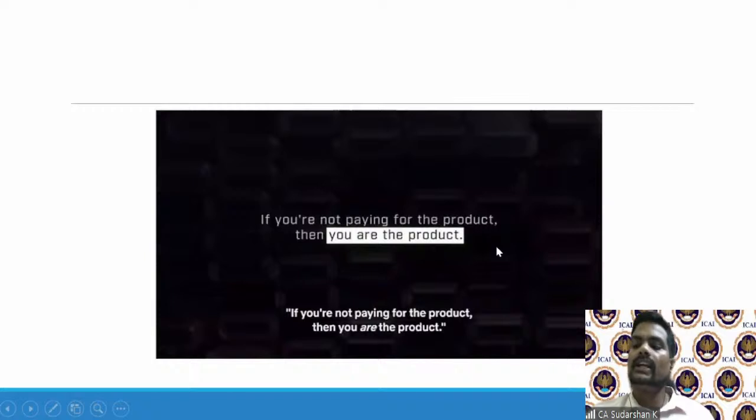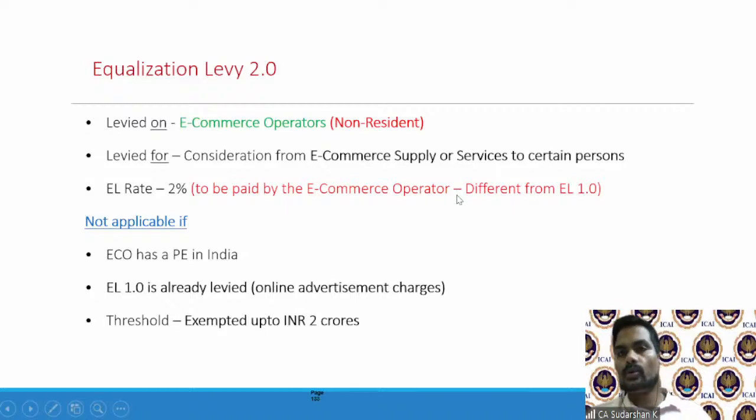Having seen that online advertisements were covered and the residents have to withhold the tax at 6% for online advertisement, making payment to a non-resident, Equalization Levy in Finance Act 2020 extended it further. That's why it's called Equalization Levy 2.0. Now, under the Equalization Levy 2.0, you'd have heard about this acronym called GAFA: Google, Amazon, Facebook, and Apple, supposed to be the leading digital companies.